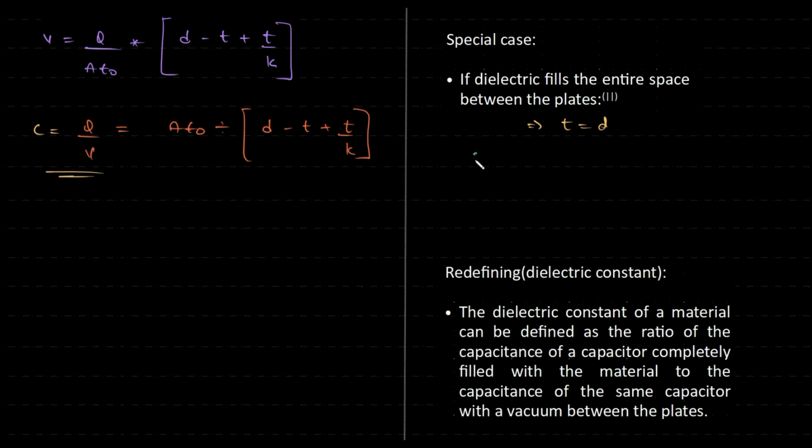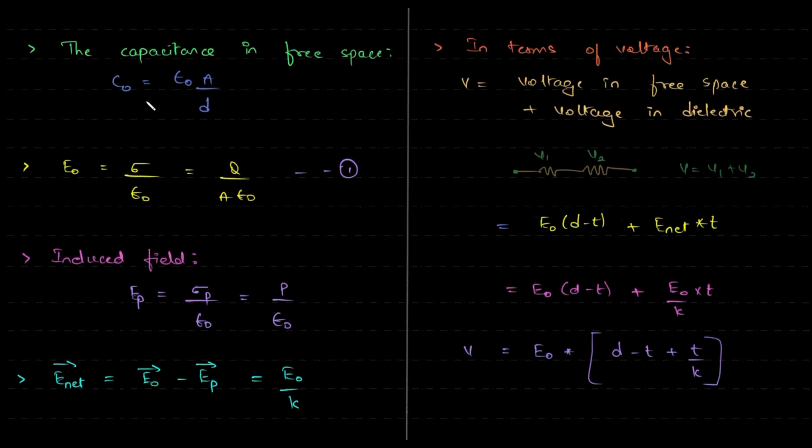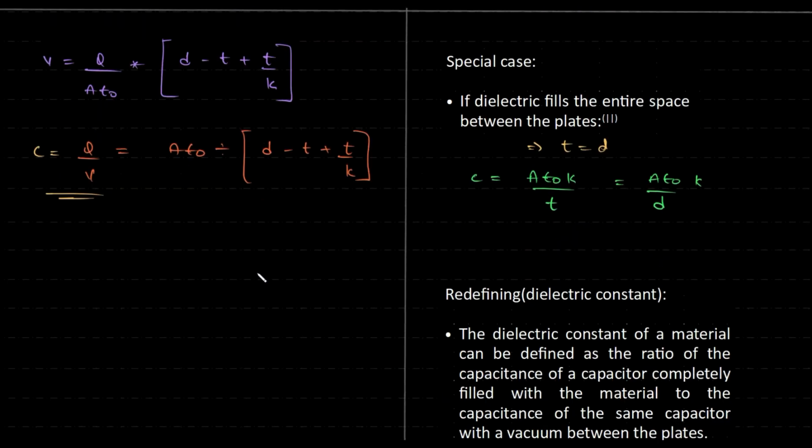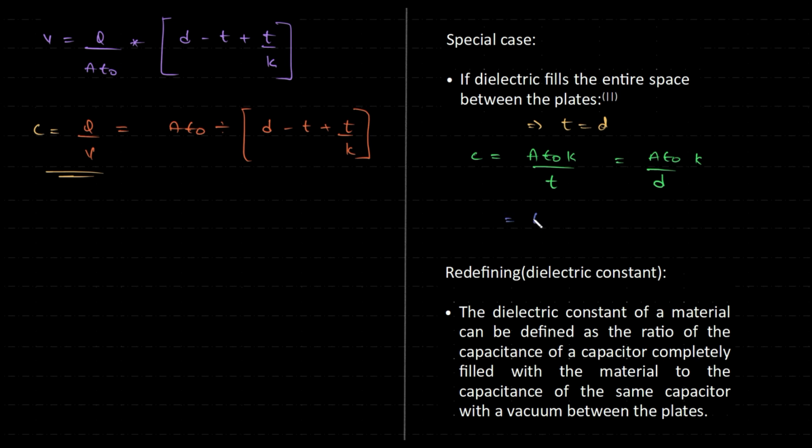And so what will happen? C will be equal to, these two terms will get cancelled. And we have A epsilon naught, not K, I know it's kappa, by t. Right? Okay. So that would be your expression. Or we can rewrite this also by d, because t is equal to d times K. And this is what? This is your C naught. Agree? This is C naught.